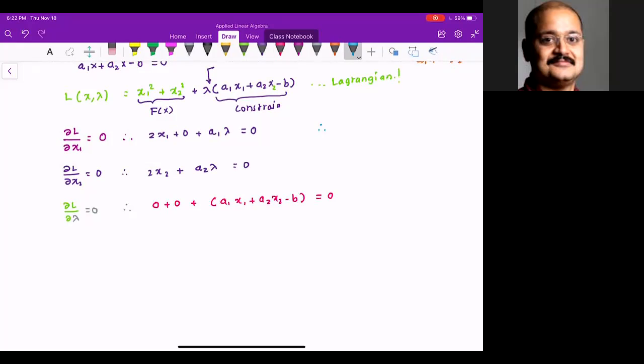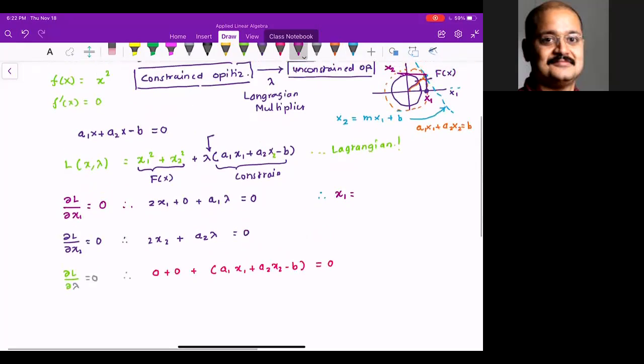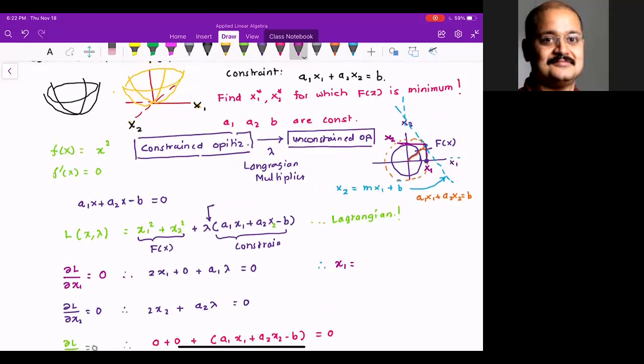Everybody understood this? Now, another approach: what does this partial L by partial lambda do? It basically makes sure that your constraint is perpendicular to the cost function. That is what it does. So first, can you see that this is perpendicular, right?